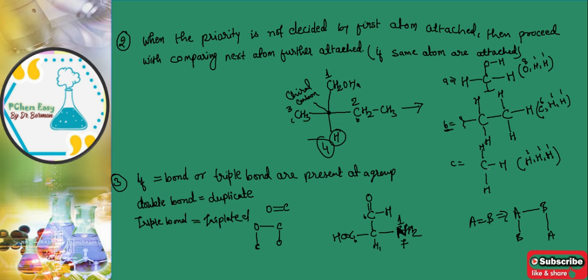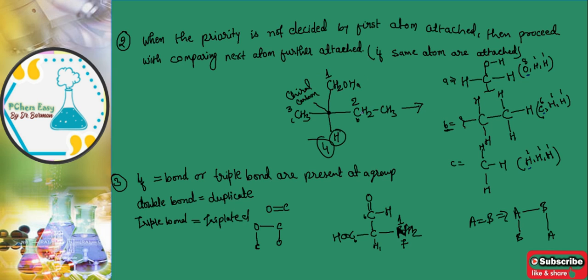Now in the last, three hydrogen are attached with this carbon. So obviously now we will have to see here what we are getting here, oxygen, carbon, hydrogen. So on the basis of that, the group which is having that oxygen, it will get priority here. So it will get the priority 1.